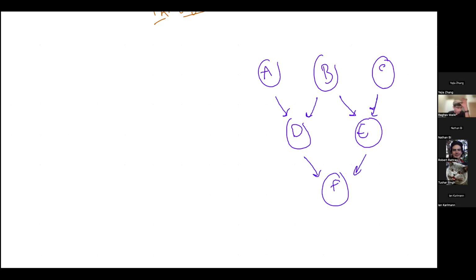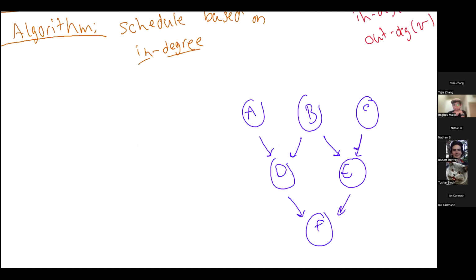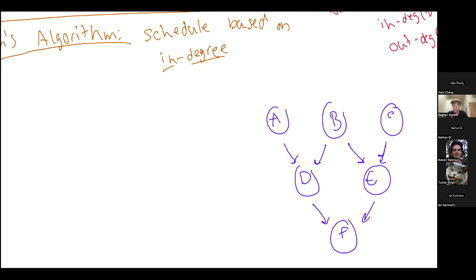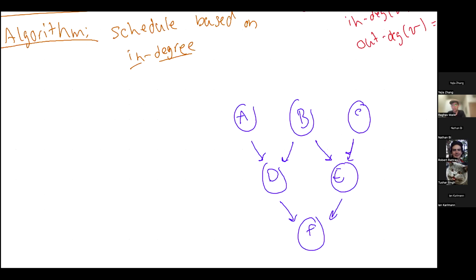Okay. We can start by annotating every vertex with its in-degree, right? So that looks like a little 0, 0, 0, 2, 2, 2. Right.